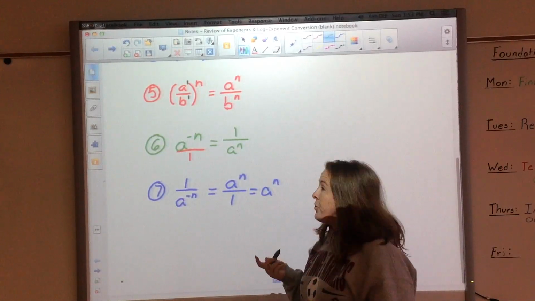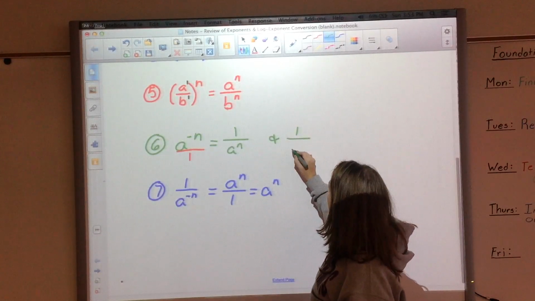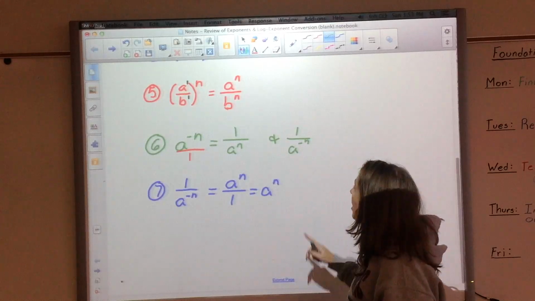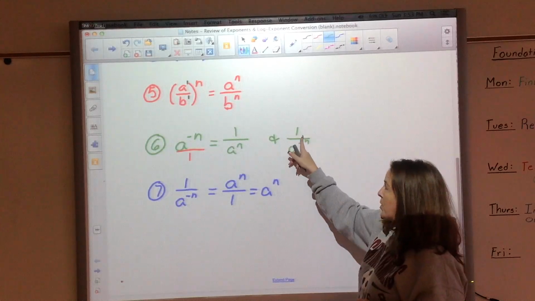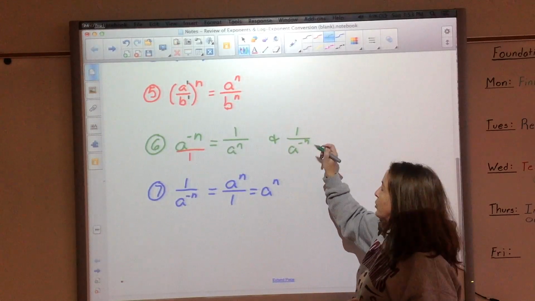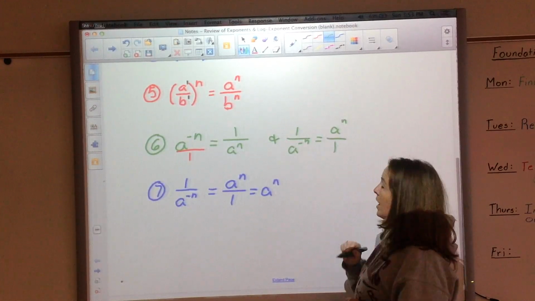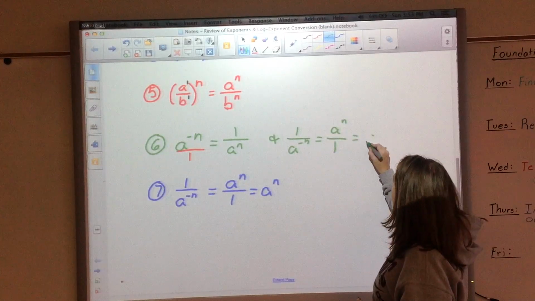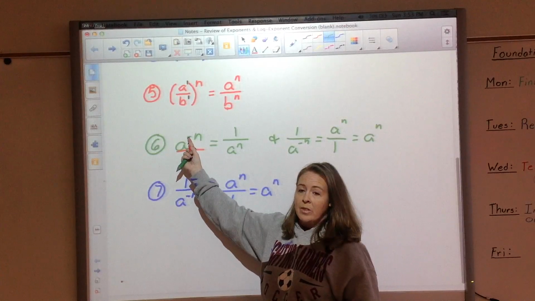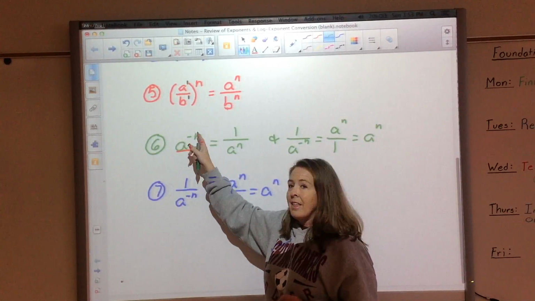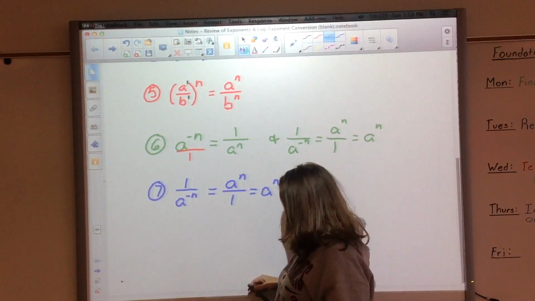Now with that rule, the reverse could also be true. Let's say that we have 1 over a to the negative n. That negative exponent tells me that I need to change the location of that. Because this negative exponent is in the bottom, that means it needs to move up to the top. When I move it up to the top, it loses its negative. Now it's over 1, which can simply be written as a to the n power. So it works both ways. Anytime you see this negative exponent, that means change the location of this thing that the negative exponent is on. Only the base that the negative exponent is on.